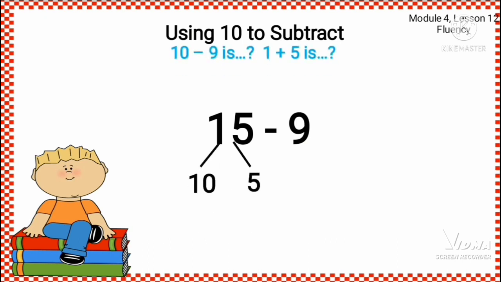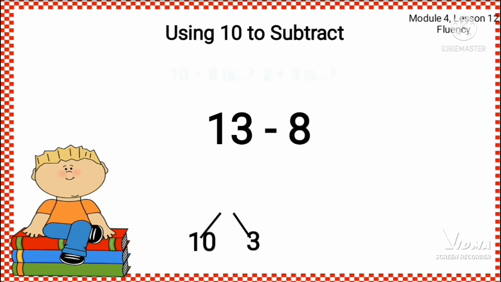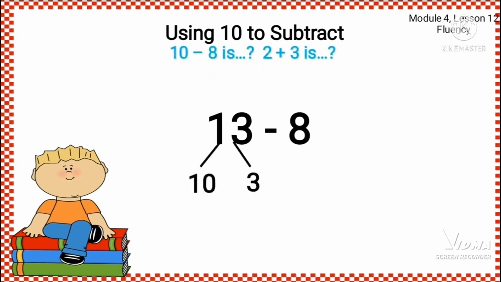15 can be written as 10 and 5. We'll decompose the number. 10 minus 9 is 1, and 1 plus 5 is 6. 15 minus 9 is 6. 13 minus 8 is what? Here's a quick way to solve it. 13 can be written as 10 and 3. 10 minus 8 is 2, and 2 plus 3 is 5.